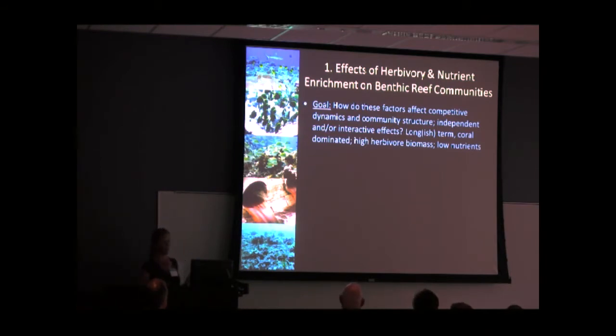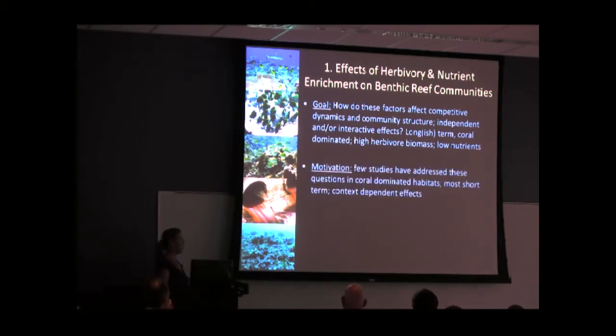I wanted to do this in a longish-term experiment, greater than a year, and I conducted this study in a coral-dominated habitat with high herbivore biomass and low nutrients. The motivation for this study was that, at the time, very few studies had actually looked at the combined effects of these two factors, and those that had been done were largely in the Caribbean in places where macroalgae were dominant. They weren't done in a coral-dominated habitat, and most of them were relatively short-term. So I thought that by doing this for longer-term in a coral-dominated habitat, we may get a better understanding of how we would expect a coral-dominated habitat to shift when we add nutrients or remove herbivores.